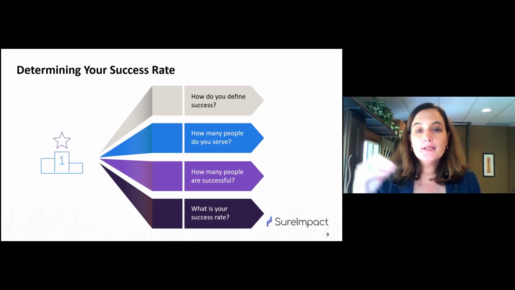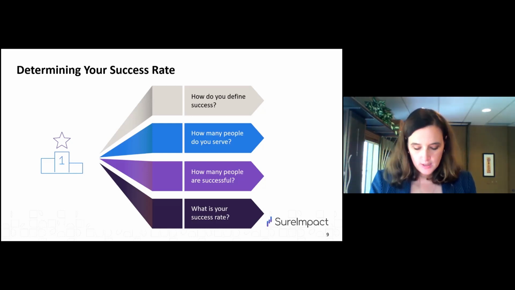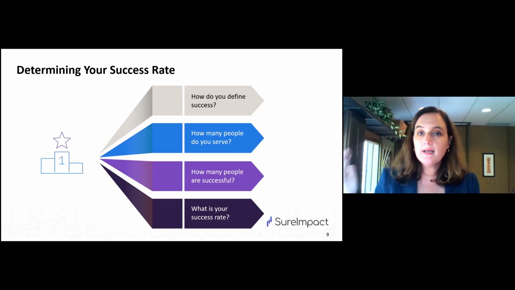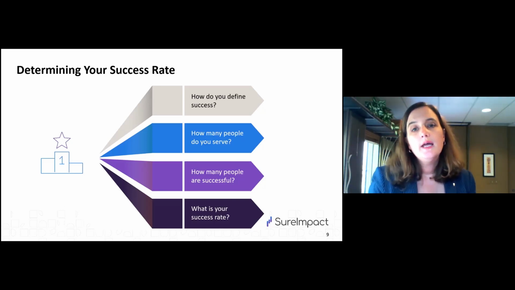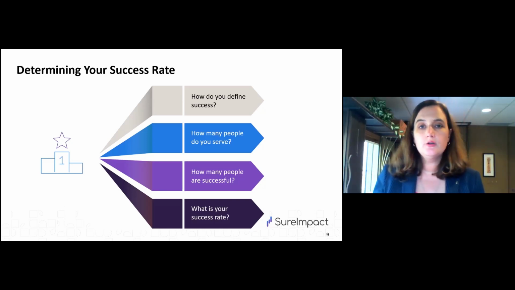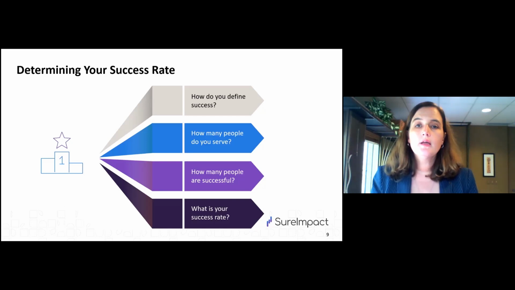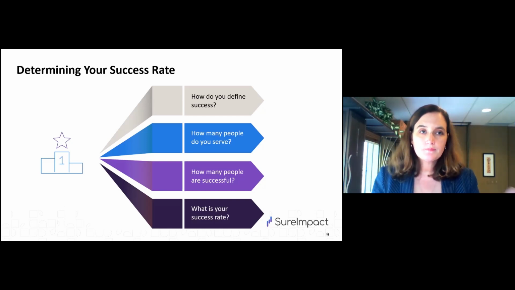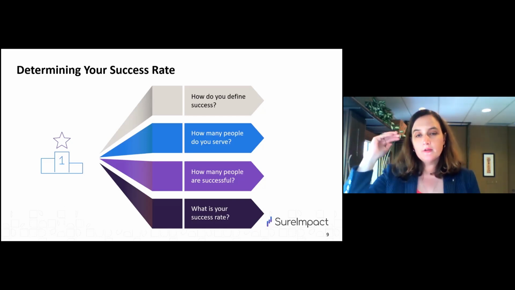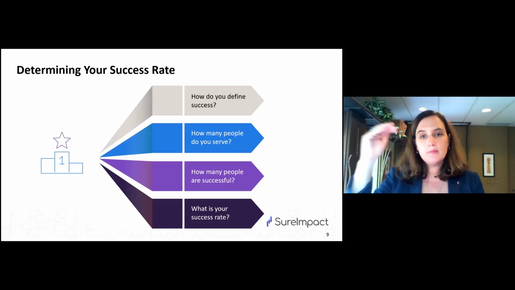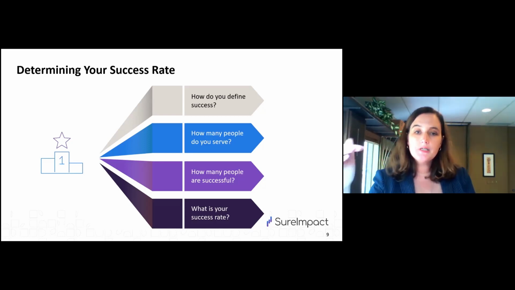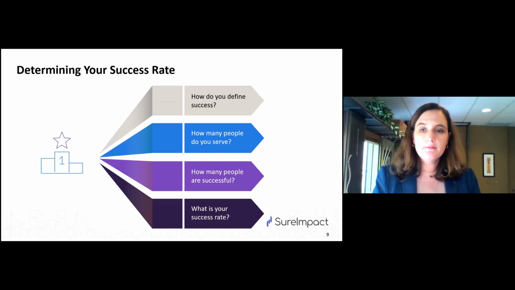Then how many people hit that target? So if you serve 100 people and 97% hit your success target, you'd be 97% successful. So that's your success rate. So hopefully, once you have a defined outcome, you know how many people you serve, and you know how many people achieve that outcome, and you'll have a success rate. First step.